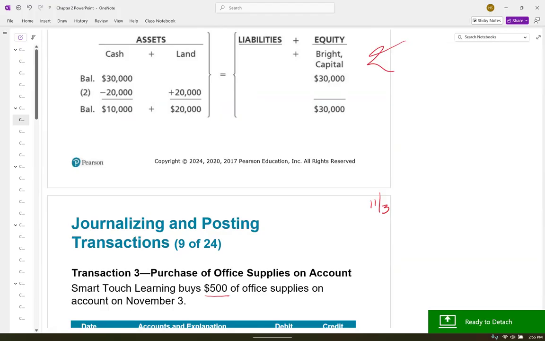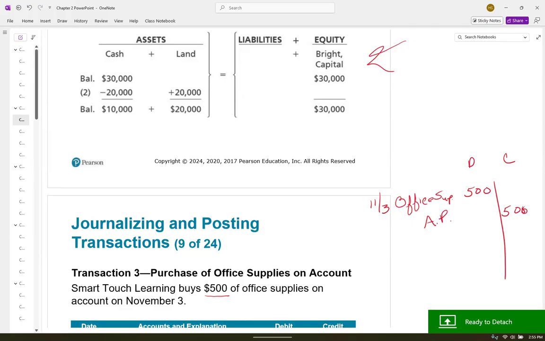Okay. So we are going to debit office supplies for $500. That is my debit. And my credit will go to accounts payable because we bought it on credit. If we had bought it with cash, this would have been a credit to cash. Okay. But we bought it on credit, so it is going to accounts payable.